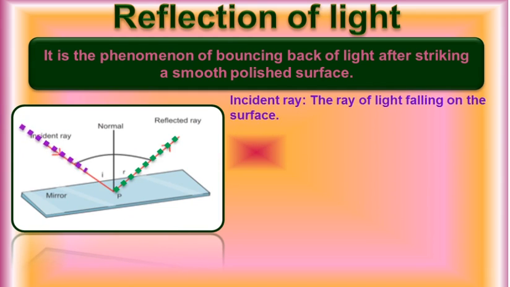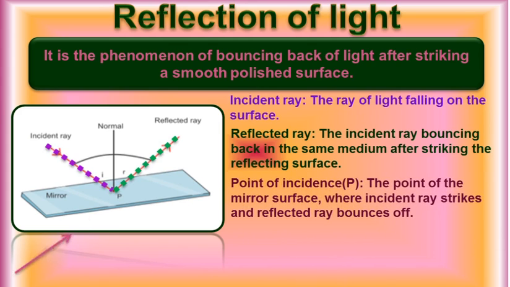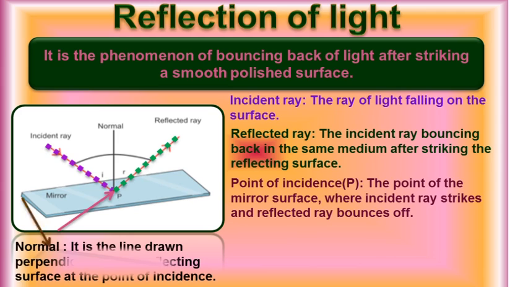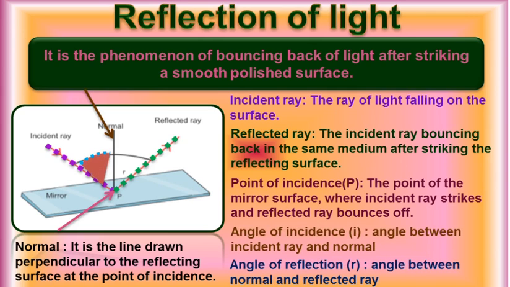Incident ray: the ray of light falling on the surface. Reflected ray: the incident ray bouncing back in the same medium after striking the reflecting surface. Point of incidence, P: the point of the mirror surface where the incident ray strikes and the reflected ray bounces off. Normal: the line drawn perpendicular to the reflecting surface at the point of incidence. Angle of incidence, i: angle between the incident ray and the normal. Angle of reflection, r: angle between the normal and the reflected ray.